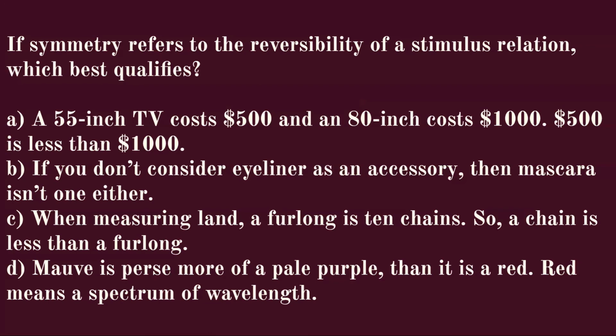A 55-inch TV costs 500 and an 80-inch TV costs 1,000. 500 is less than 1,000. Okay, so we're pointing out one relation, that 500 is less than 1,000. If this was going to be symmetry or symmetrical, then I'd have to say the opposite. I'd have to say, well, $1,000 is more than 500. That's the relation that would demonstrate symmetry. And so it's not it.